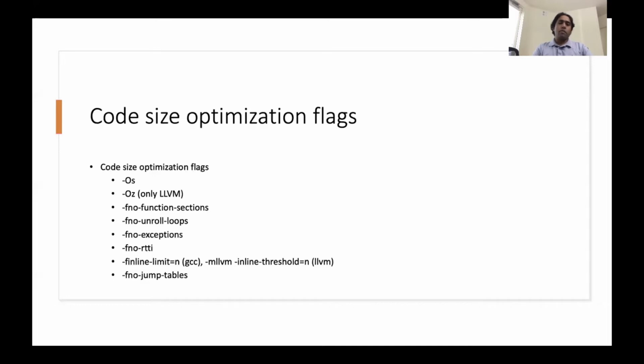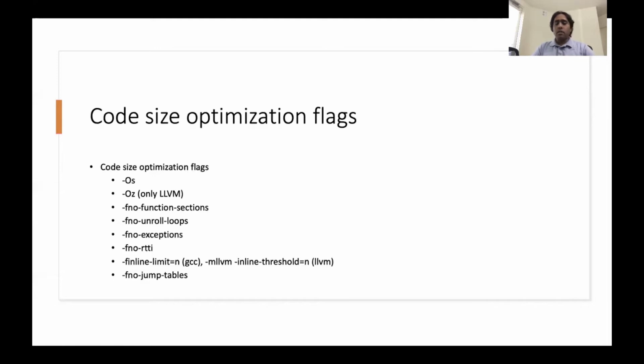The next one is -fno-unroll-loops. Loop unrolling is a widely used compiler optimization which improves performance on many instances, but it increases the code size. In cases where we don't care about the performance of a loop, we can disable it.